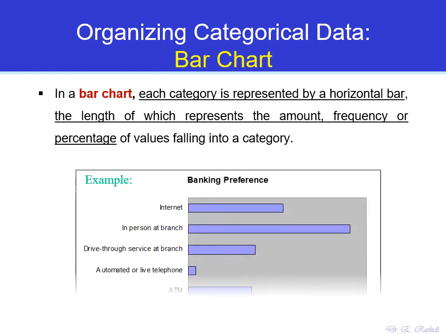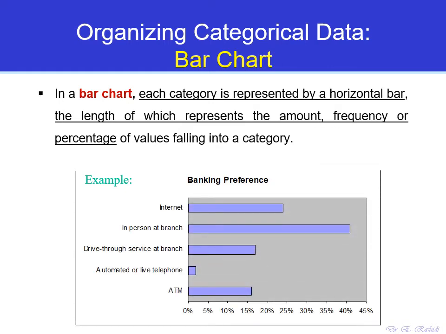So as you see here, we represent each service type using a horizontal bar. The length of the bar represents the frequency of that category. Because this is visualized, it's much easier to figure out by eyeballing what the most popular type of service is. In person, going to the branch of the bank, is the most popular one because it has the longest bar here. And also the automated or live telephone is the least favorite, least popular type of service here.